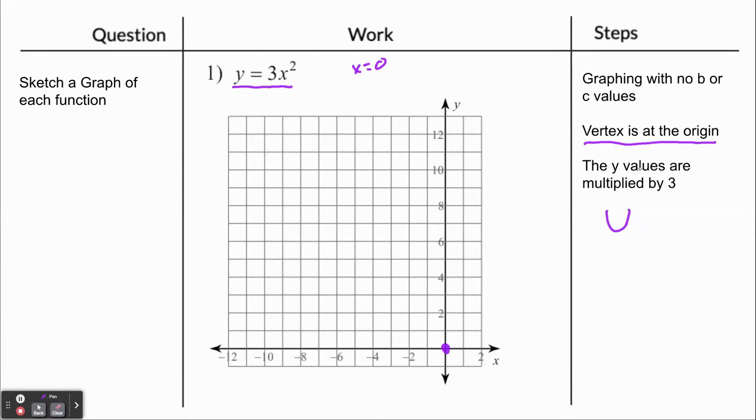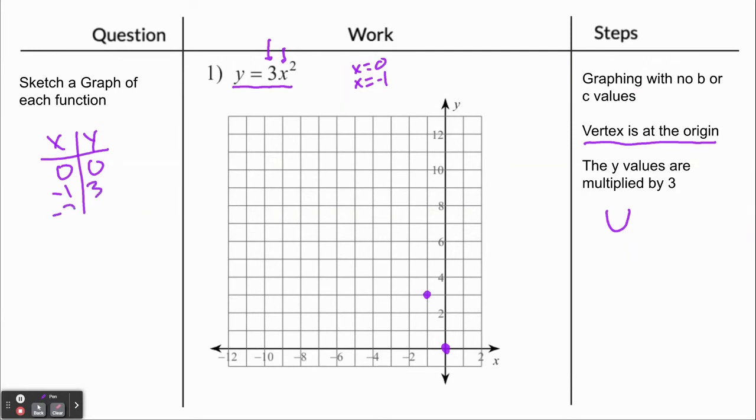Now in this case, we could think of this value as an a value in vertex form. So it stretches the y values by 3. What that means is, if we were to plug in, let's say, -1 for x, and again, when in doubt, I always recommend having a little t-chart of y and x values, then -1 squared is just 1, times 3 is 3. So if x is -1, y is 3.